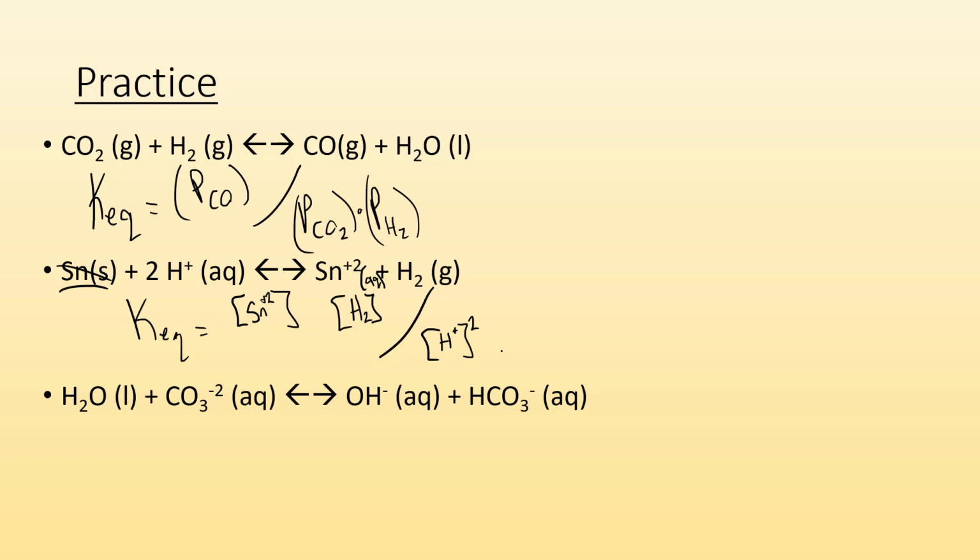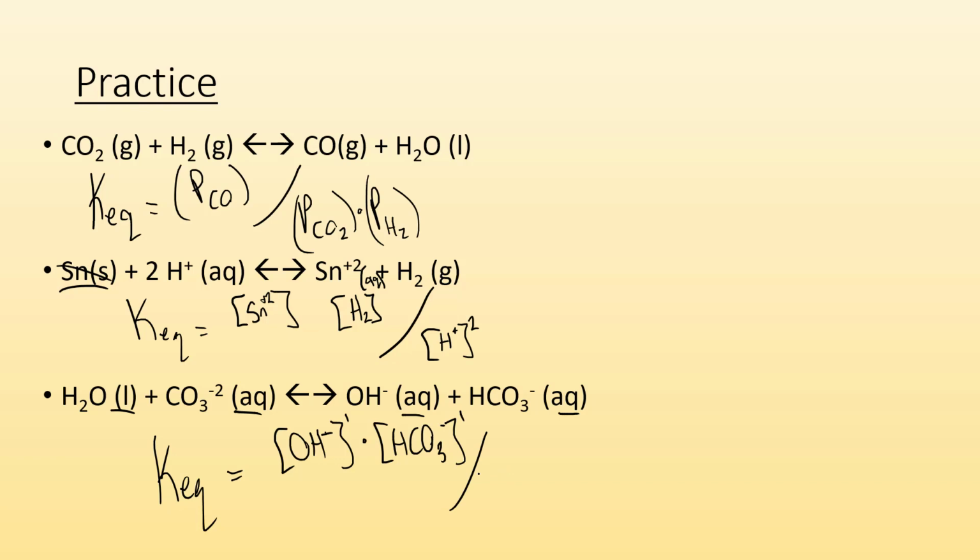All right, and the last one, we got H2O liquid and carbonate ion aqueous, giving me hydroxide ion aqueous and HCO3 minus aqueous. So again, KEQ is going to be equal to the products. I got OH minus to the 1 power times the concentration of HCO3 minus to the 1 power divided by, well, the H2O liquid isn't going to be a part of it. It's going to drop out. So I'm just left with the concentration of the CO3 2 minus ion. So that's how you do those.